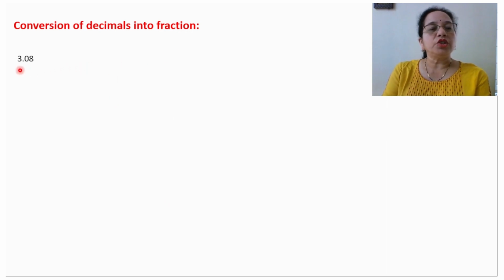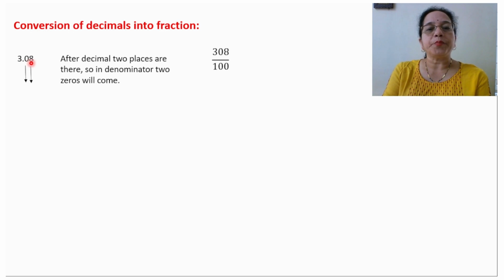So here it is 3.08. So just hide this decimal. Your number will be 308. So 308 upon 1, and 2 zeros will make 100. So 308 upon 100. Now again these two numbers are divisible by 2.